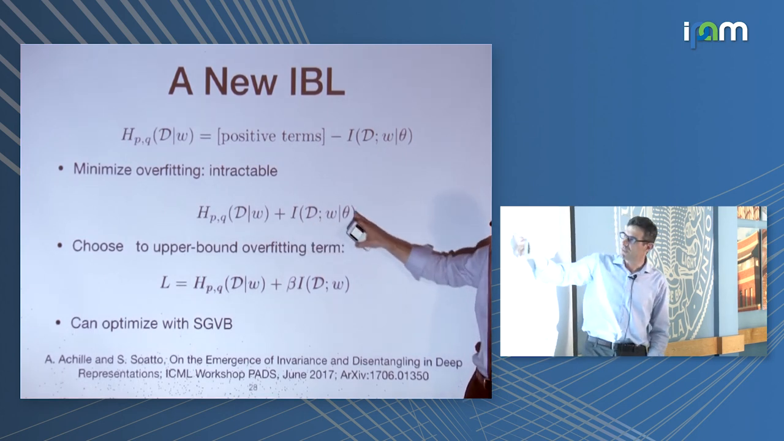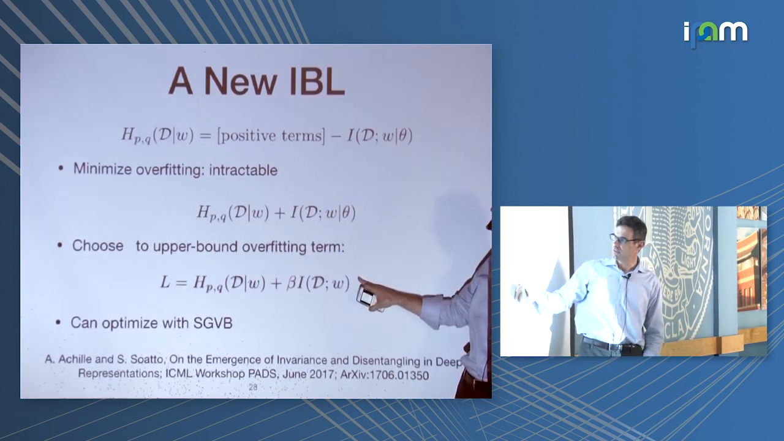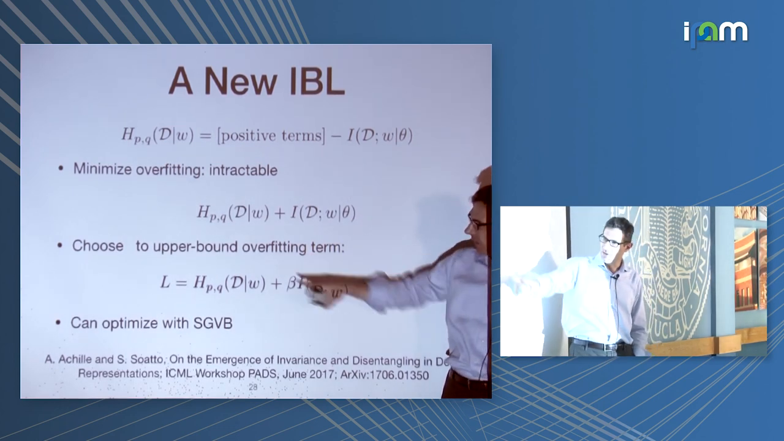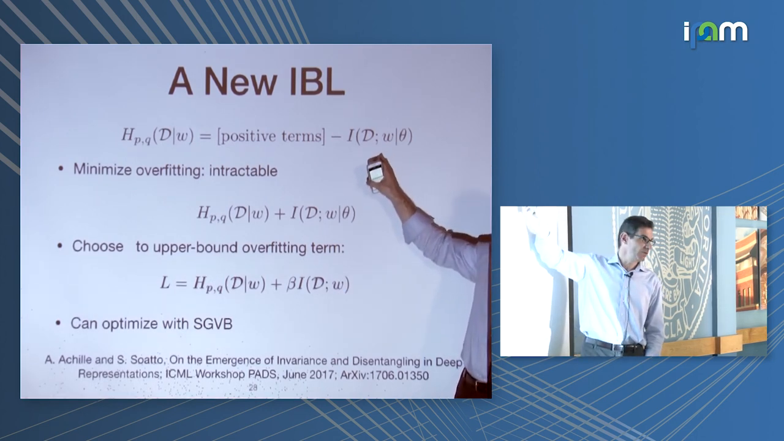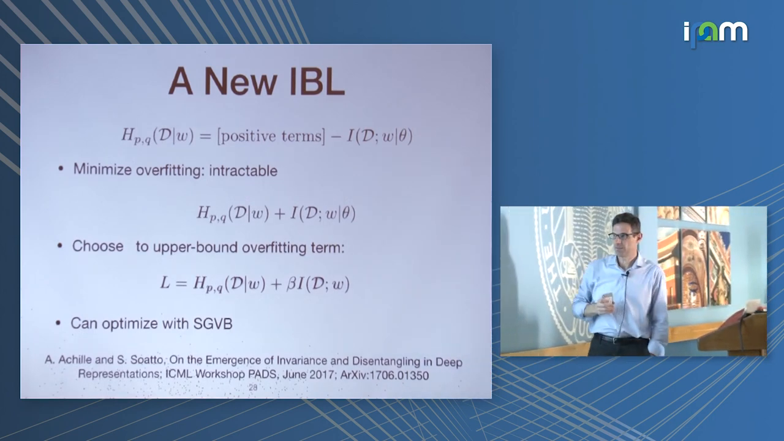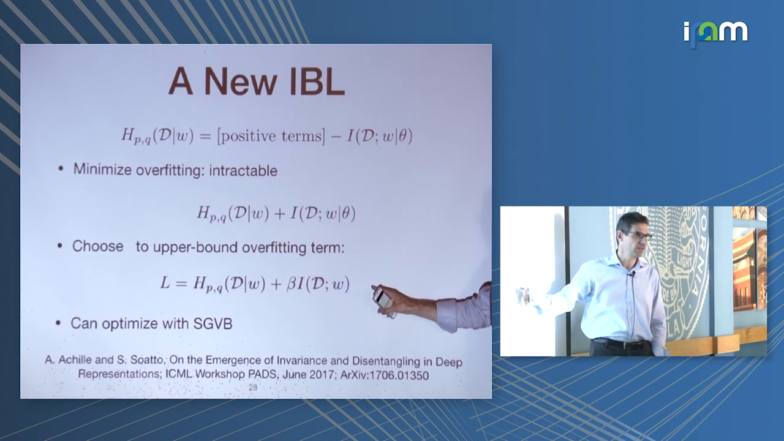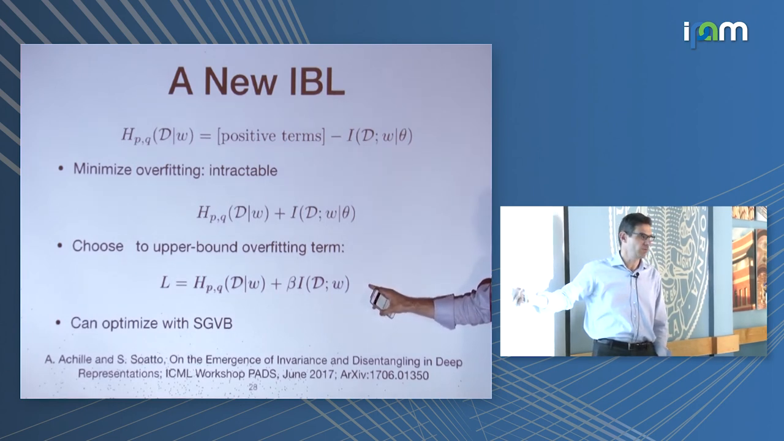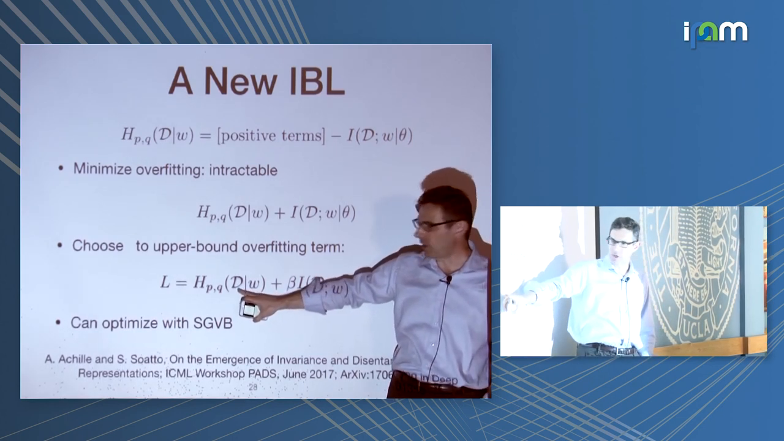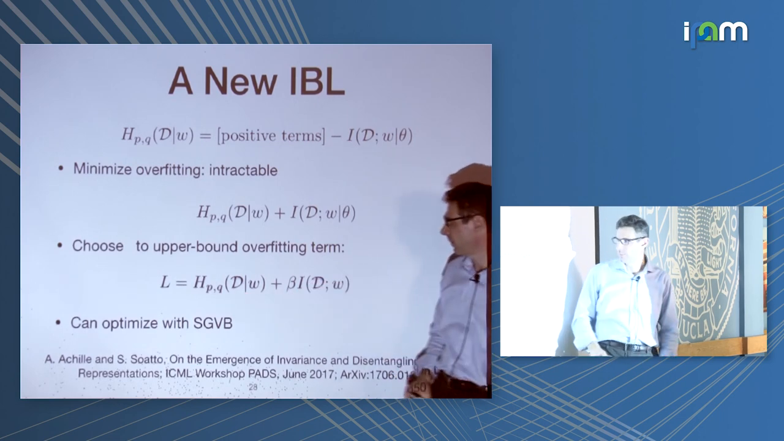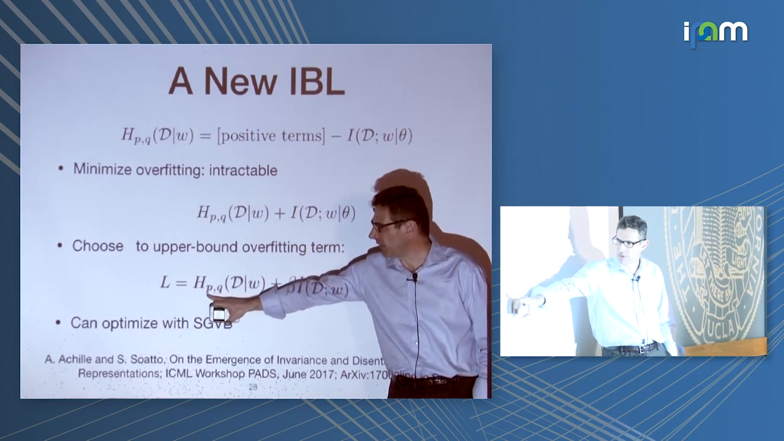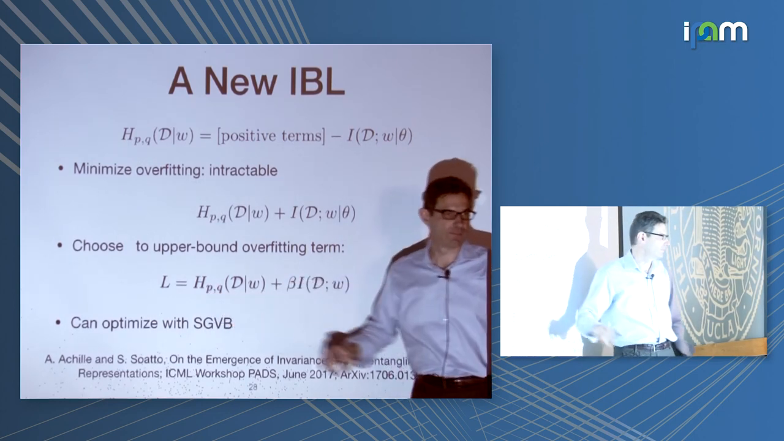But if you replace this with anything that upper bounds it, for instance, removing conditioning on the true state of nature, then you get a functional that is positive, and so you're forced to minimize all the components of it, and this would not overfit. Now, this thing looks a lot like an information bottleneck, and it is an information bottleneck. It is an information bottleneck where the weights are a representation of the training set, which is sufficient for the task of approximating the true distribution.